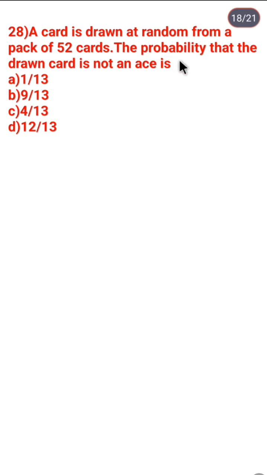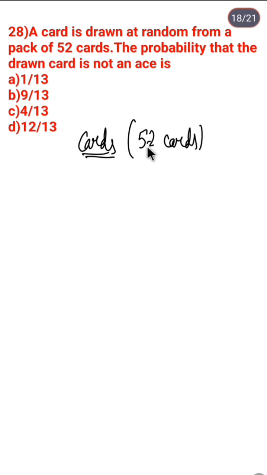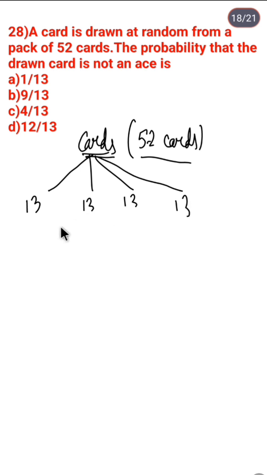A card is drawn at random from a pack of 52 cards. The probability that the drawn card is not an ace. Now let's discuss the cards. So in total there are 52 cards. In those 52 cards, there are 13, 13, 13, 13. What are they?